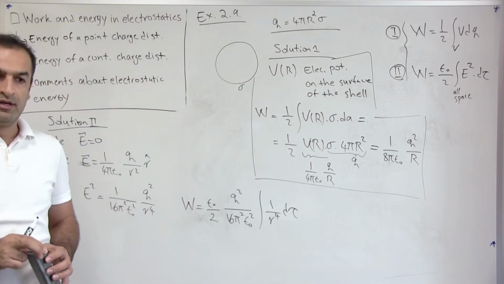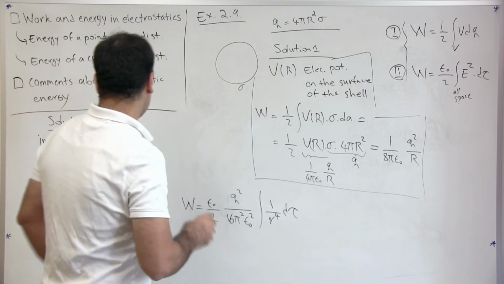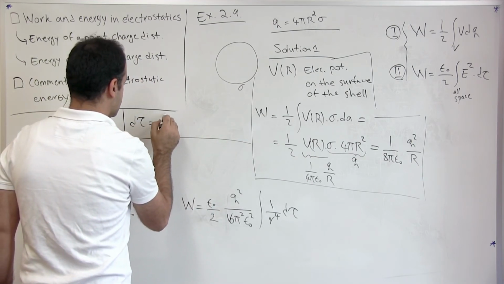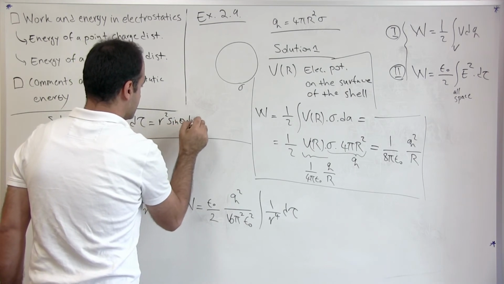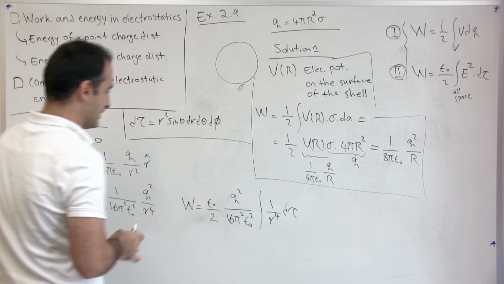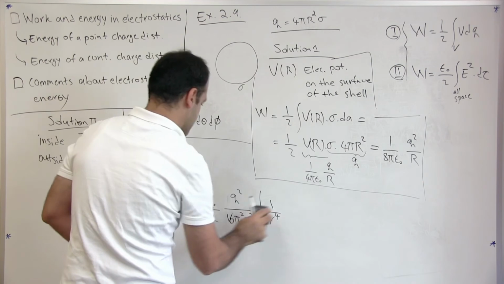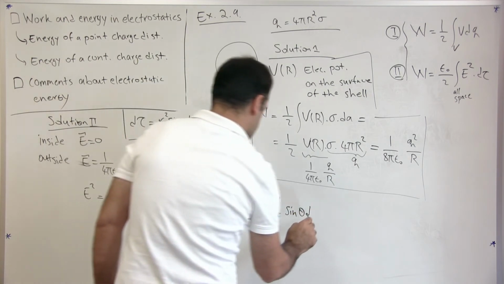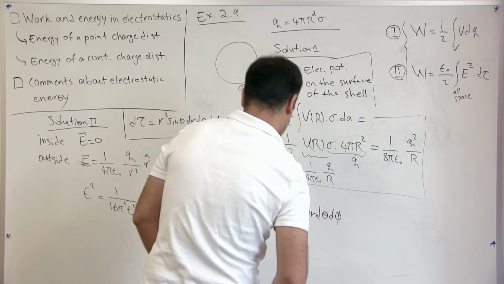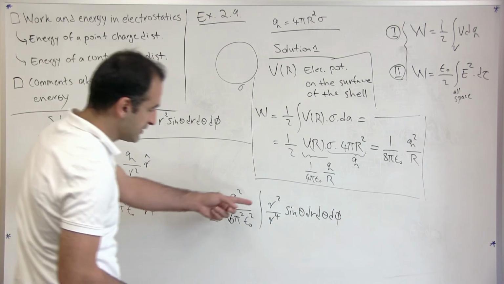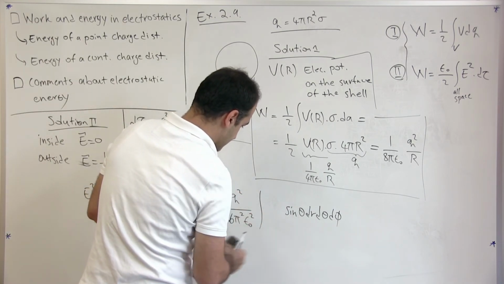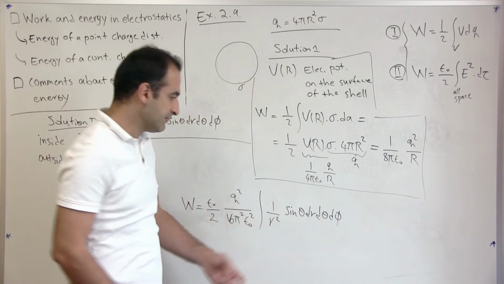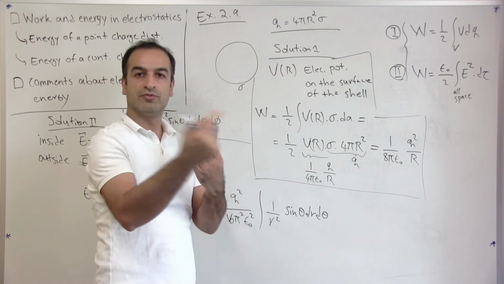d tau is the volume element in spherical coordinates. If you remember, d tau in spherical coordinates is R squared sine theta dr d theta d phi. Now you see the R squared cancels out with 2 of the R's in the denominator, so I'm going to write 1 over r squared. The integrand is not dependent on phi, so the integral of d phi, which runs from 0 to 2 pi, gives me a factor of 2 pi.